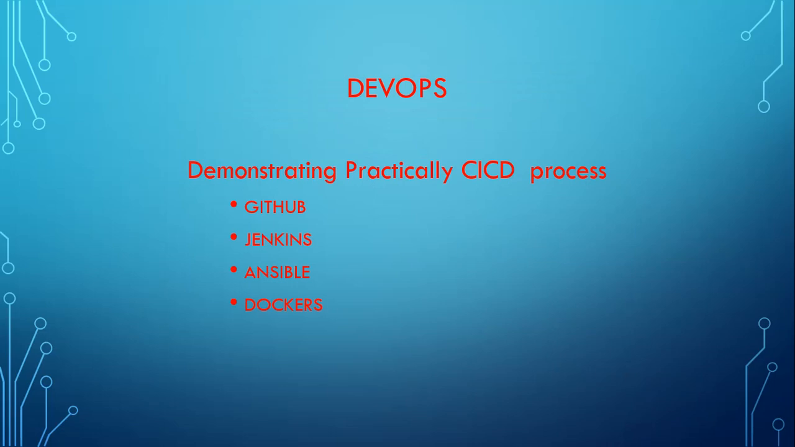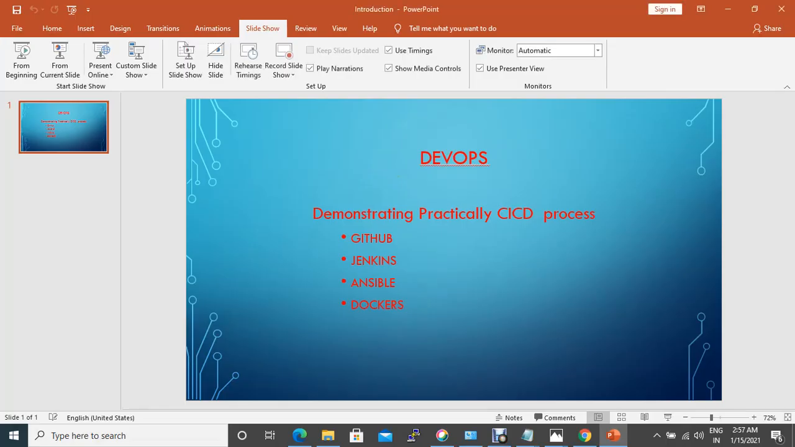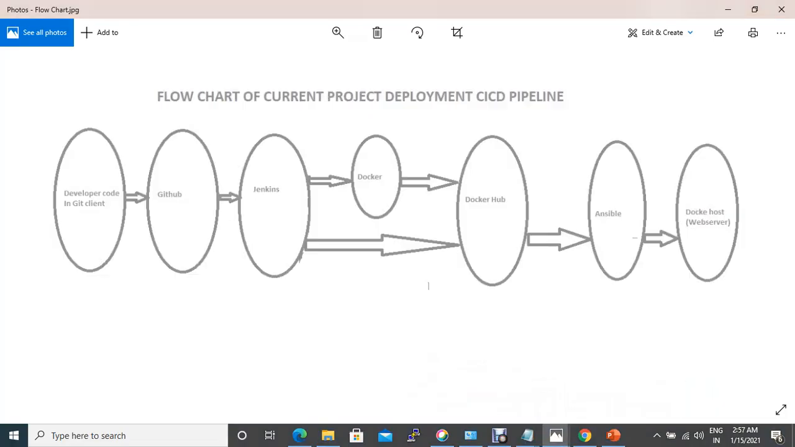Today with this video, I'm going to demonstrate the CICD process in DevOps with GitHub, Jenkins, Ansible, and Docker tools. This has continuous integration with Jenkins and GitHub, and then continuous deployment will be used with Jenkins, Ansible, and Docker. Let me explain this with a flowchart, which I'm going to use.